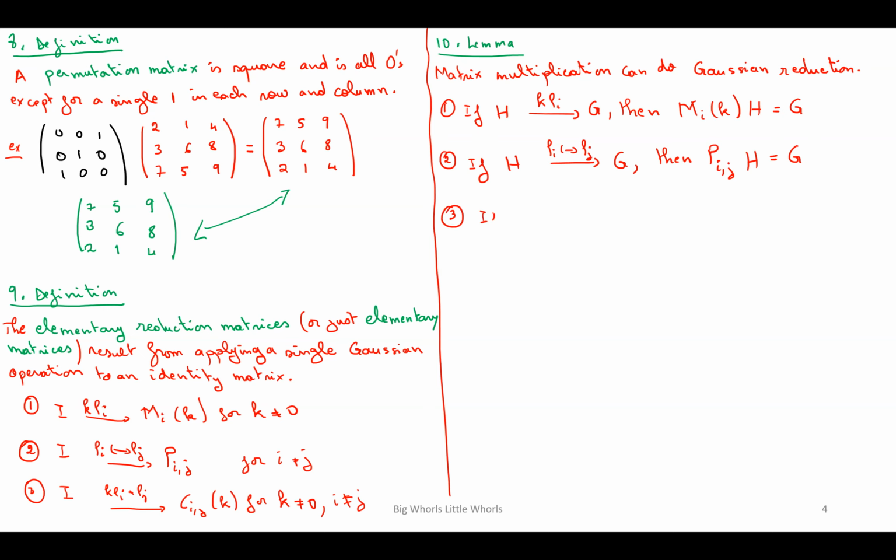Number 3: if we have a matrix H and we do a linear combination, k times row i plus row j, to get a matrix G, then Ci,j(k) times H equals G. Okay, I am going to finish this lecture with the following corollary, and then in the next video we will do a tutorial. We have covered a lot of theory today.